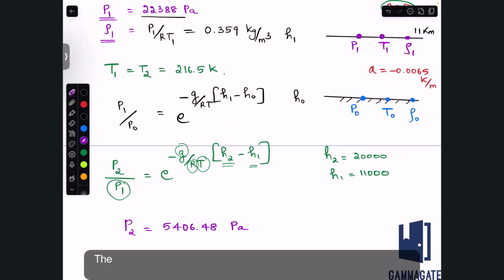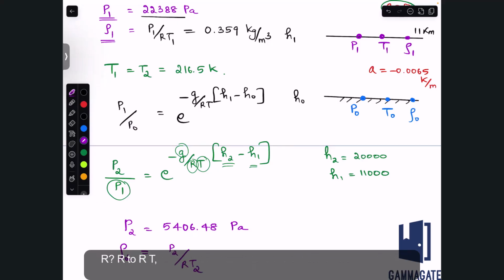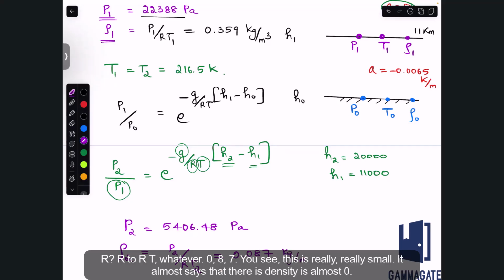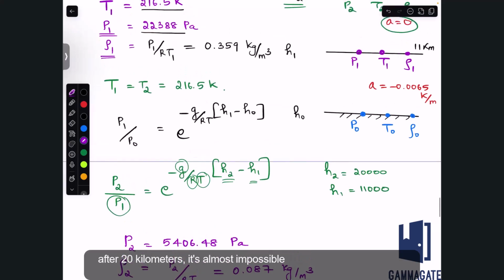5406.48 Pascal. The next thing you have to calculate is the density rho 2. How will you do this? Just use P2 divided by RT. 0.087. You see, this is really, really small. It almost says that the density is almost 0. That's why after 20 kilometers, it's almost impossible to breathe.